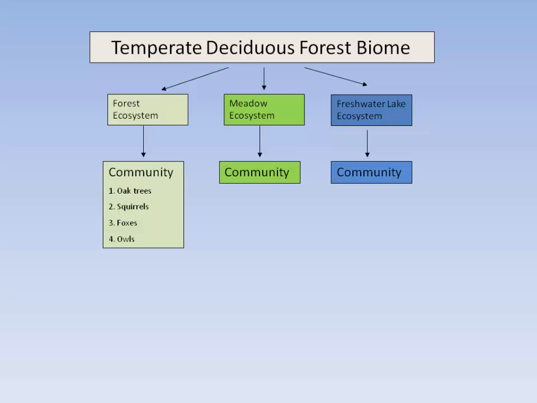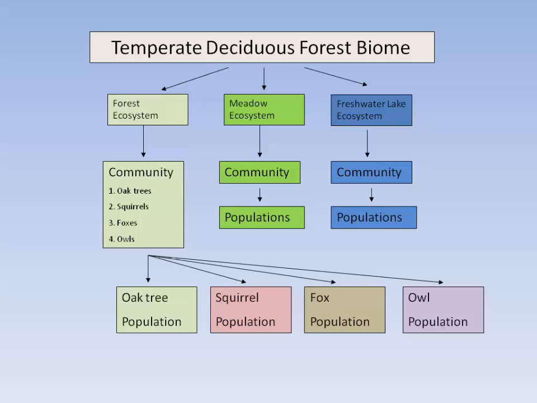If we looked at the forest ecosystem, in particular, the community would include all the different trees, the squirrels, the foxes, the owls, everything that lives in the forest. And the community would be made up of different populations. So all the oak trees would be part of one population. All the squirrels would be part of another population. The foxes would all be in one population, and the owls, and so forth.